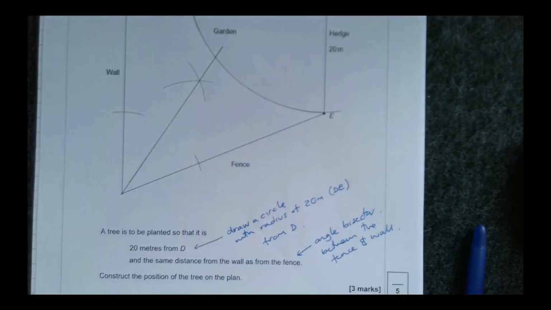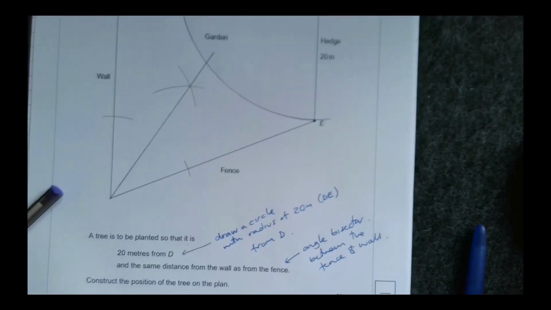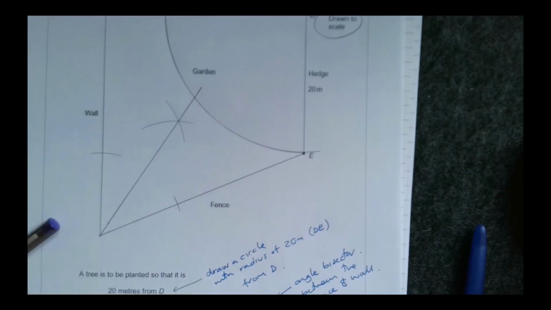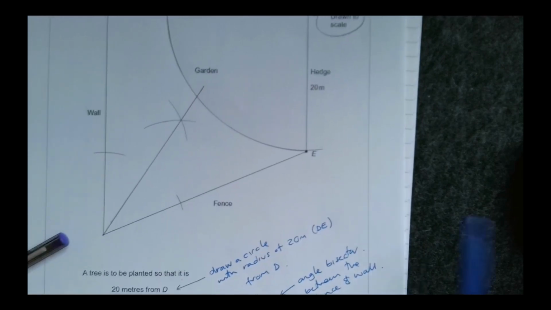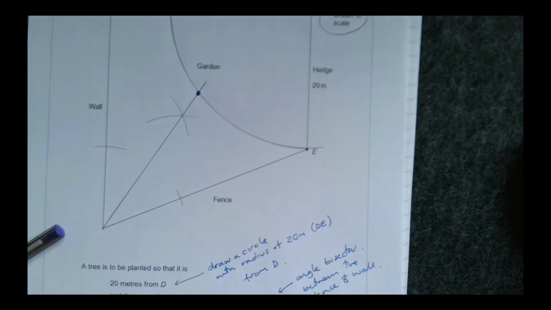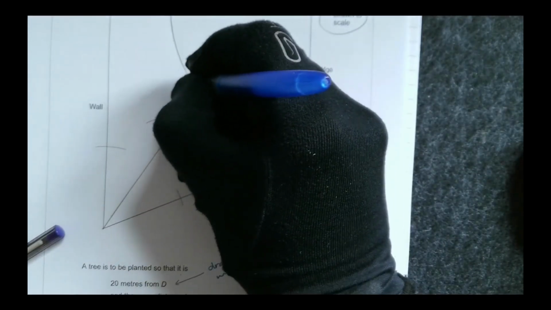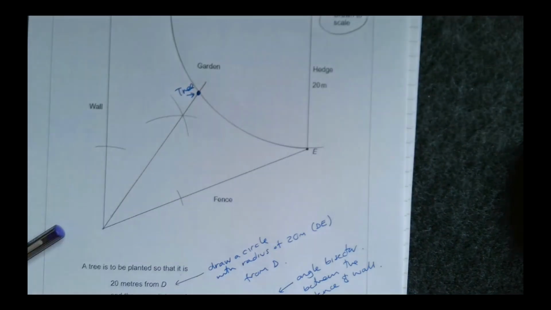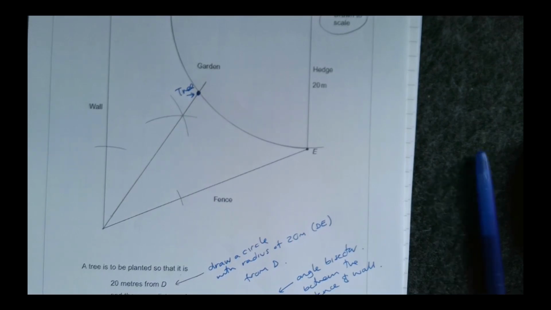And what I'm looking for the answer to this question is, where does the arc that I've drawn meet the angle bisector? And it is at this point here. So this is where the tree needs to be. So I'm just going to label that as tree at that point there. And again, with loci questions, you do not under any circumstance want to rub out any constructions that you've done, because that acts as your working out.